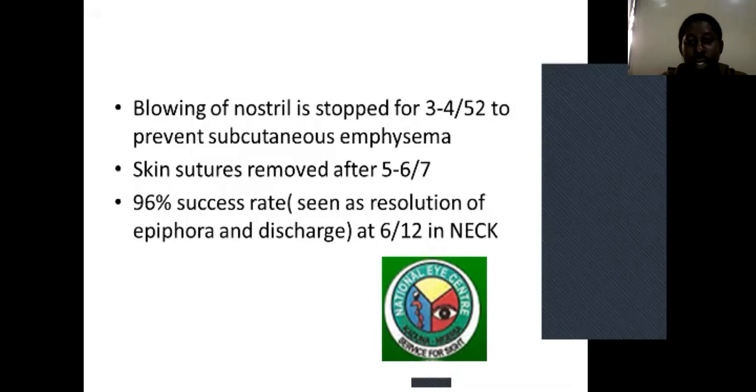And in National Eye Center, we have a 96% success rate, which is seen as a resolution of epiphora and discharge at 6 months. I'll share the slide with us. So these are the outcomes of what we had in National Eye Center over a 10-year period.